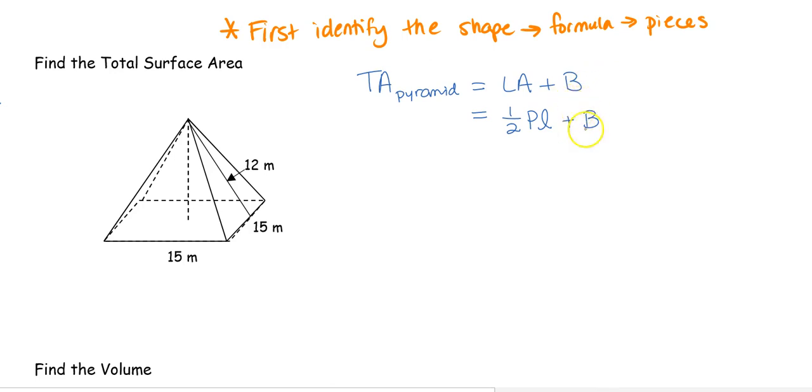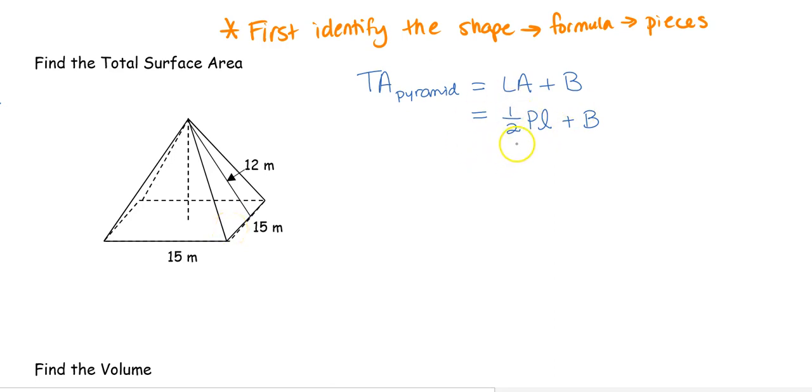Now we have a big B and we have a little b in formulas. The big B stands for base area. The little b stands for base length, which we don't need for this one, but know the difference between the capital B and the lowercase b. Don't forget, for the lateral area, which is just the area of your triangular faces, you could always break that down to 4 triangles and add those 4 triangles together.